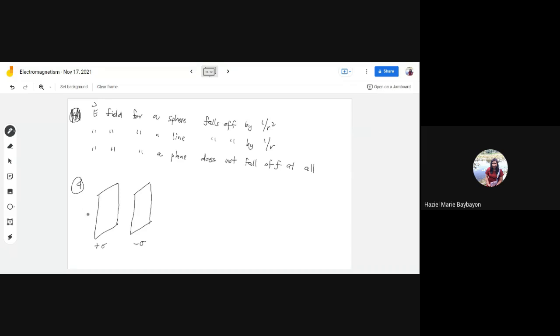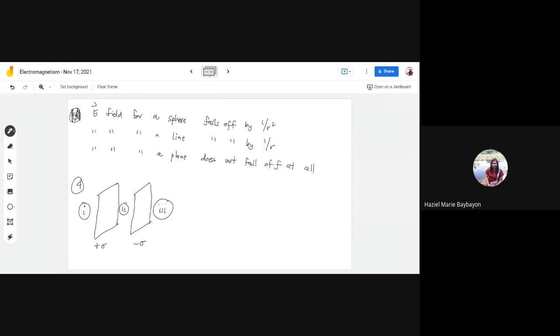So asa man nga region? So sa left sa imo ang positive nga plane. So this is region 1. And then between the plates, this is our region 2. And then to the right of the negative plate, this is our region 3.